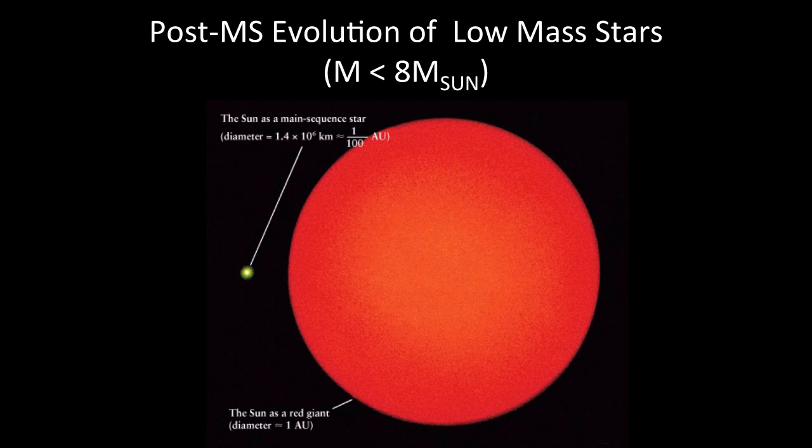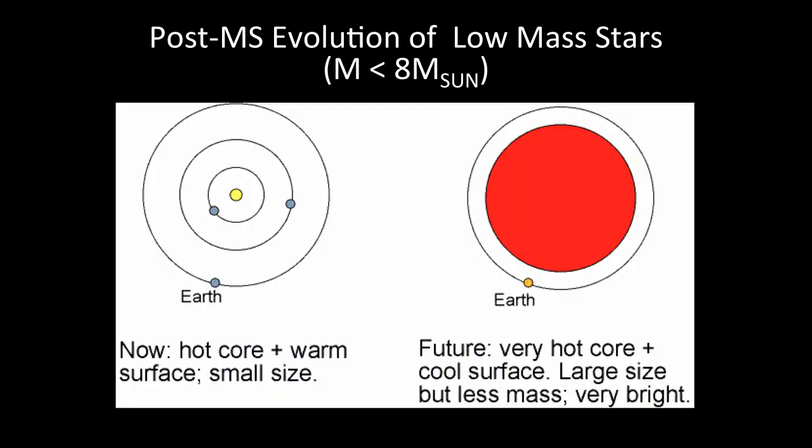Now, the atmosphere puffs out a very large amount. If this is our sun on the left, then this is the size of the red giant that the sun will become, roughly an astronomical unit in radius. So it will puff out right out to the radius of the Earth. So in the future, in 4 to 5 billion years, the sun will go from having a hot core, a warm surface and a small size to a very hot core, a much cooler surface and a much larger size. However, because the core is hotter and the hydrogen burning in the shell is producing more energy, the luminosity is greater. So the luminosity actually increases.